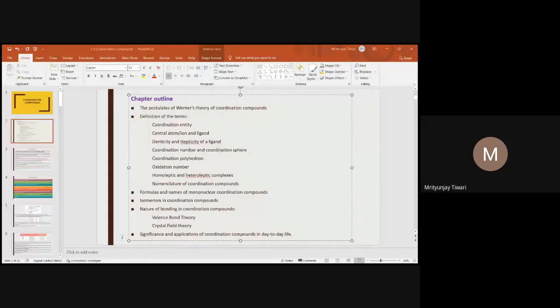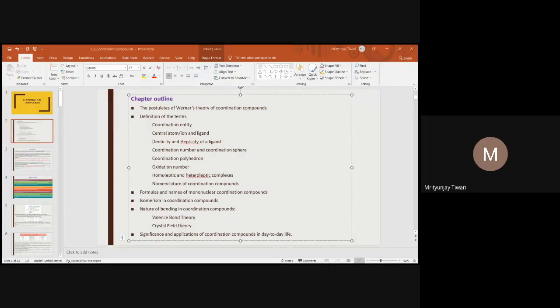If chlorophyll is not there in plants, photosynthesis will not happen. And if photosynthesis doesn't happen, even we cannot survive, because we are mostly, indirectly or directly, dependent on plants for our food. So there will be no life on Earth if chlorophyll is not there. This chlorophyll contains a magnesium ion, and so you can see the importance of coordination compounds.